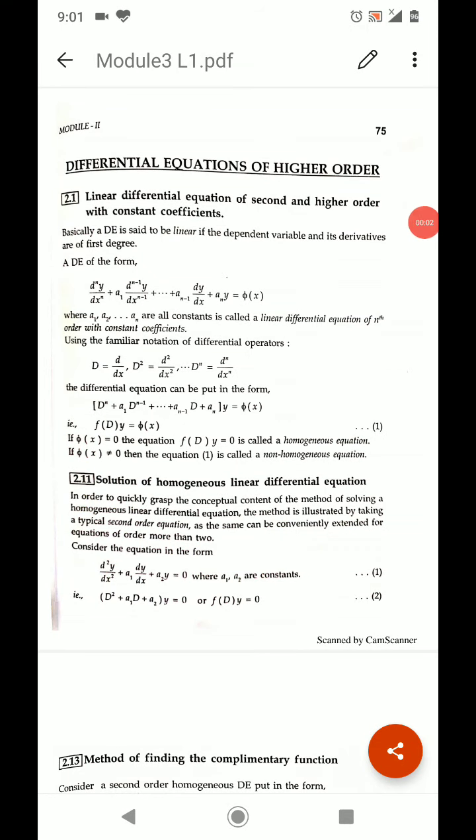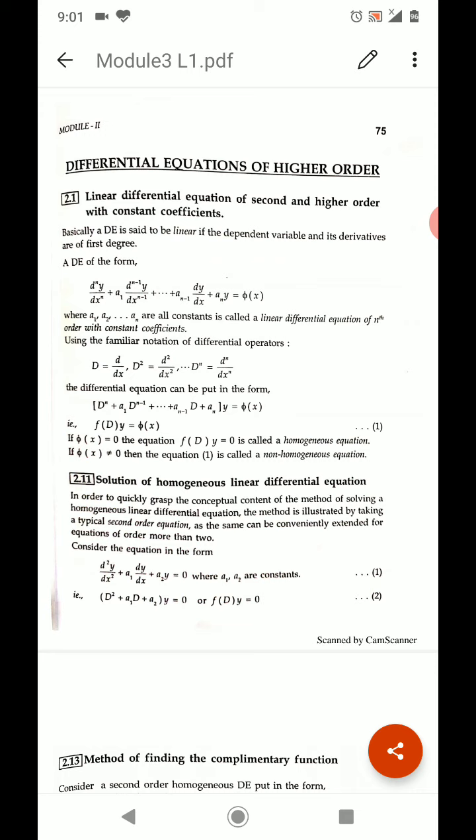Hi students, we are moving to third module, that is differential equations of higher order. In that first we are going to discuss linear differential equation of second and higher order with constant coefficients. So you all know about that linear differential equation. What is linear differential equation?